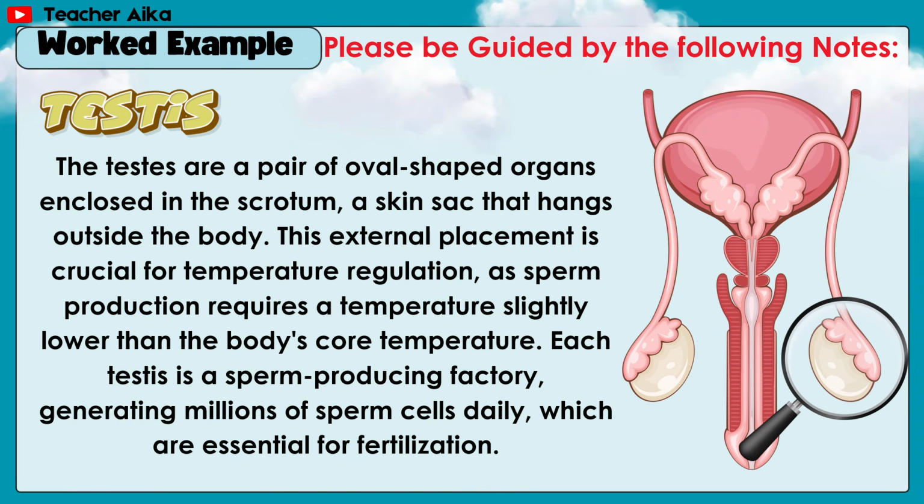Testes. The testes are a pair of oval-shaped organs enclosed in the scrotum, a skin sac that hangs outside the body. This external placement is crucial for temperature regulation, as sperm production requires a temperature slightly lower than the body's core temperature. Each testis is a sperm-producing factory, generating millions of sperm cells daily, which are essential for fertilization.